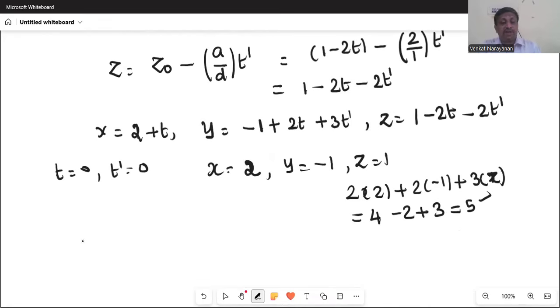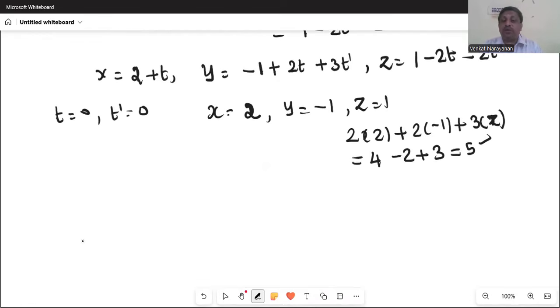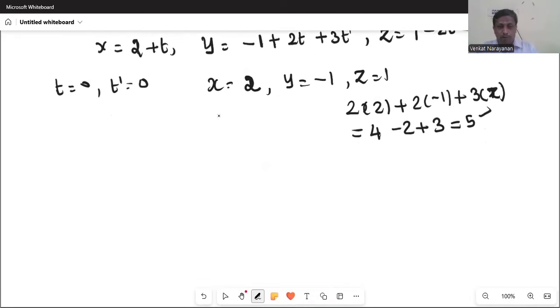In a similar manner, we can assign t equal to 0 and t dash equal to 1, or t equal to 1, t dash equal to 0. By assigning different numbers, we can find the x value, y value, and z value which satisfy our given problem. Therefore, it contains infinitely many solutions for the given problem.